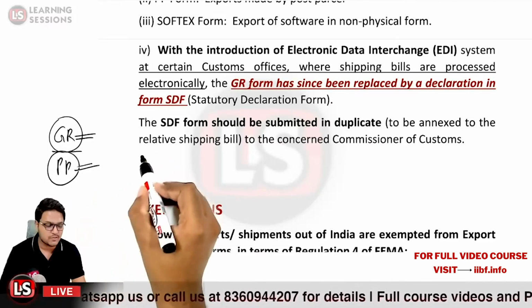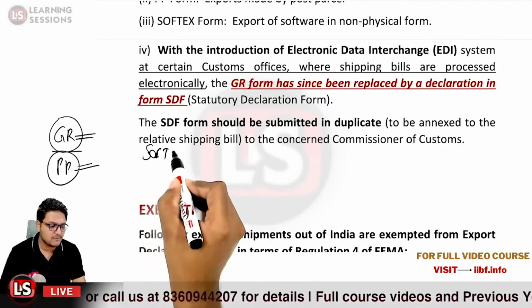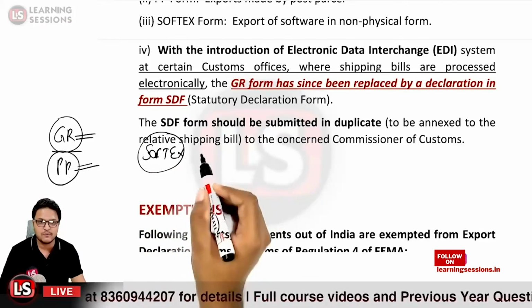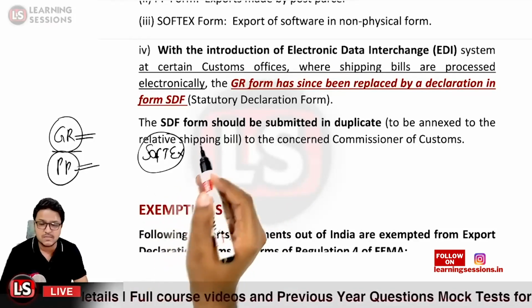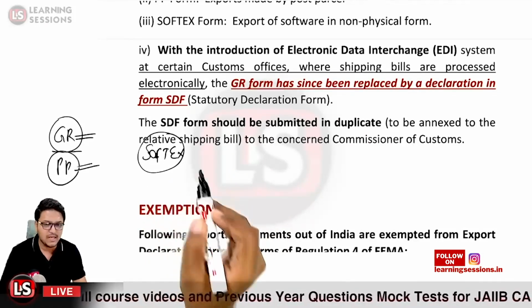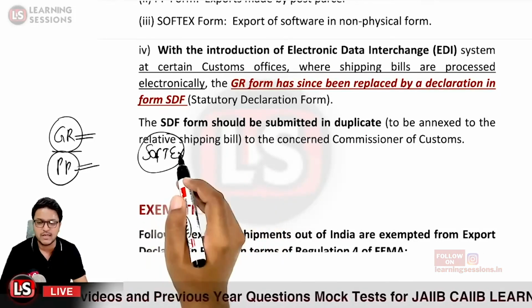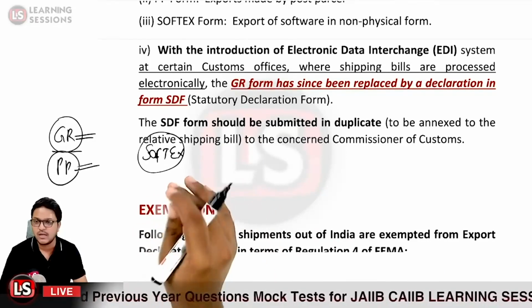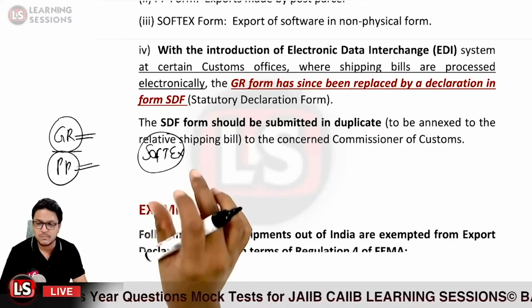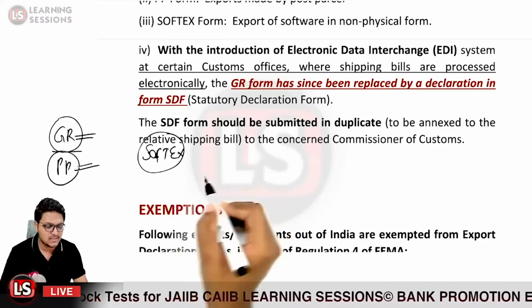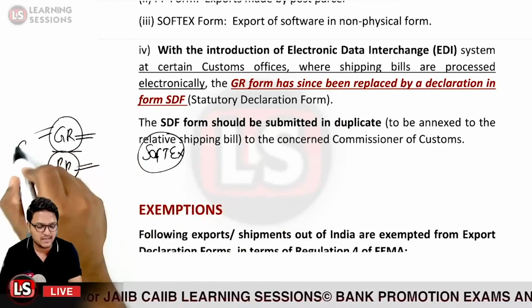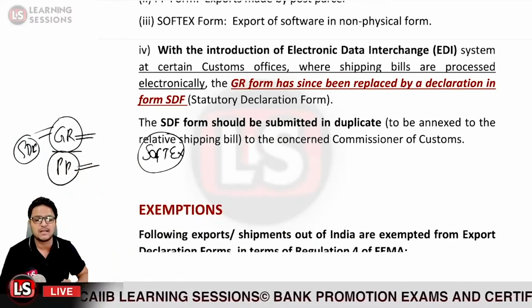And the third one is related to the Softex, that is, if the software is exported in the non-physical form, then the Softex form is to be declared. And in some custom centers where EDI, electronic data interchange, is followed due to the innovations, and the shipping bills are now processed electronically, in those cases the GR form is replaced by the SDF, that is the statutory declaration form.